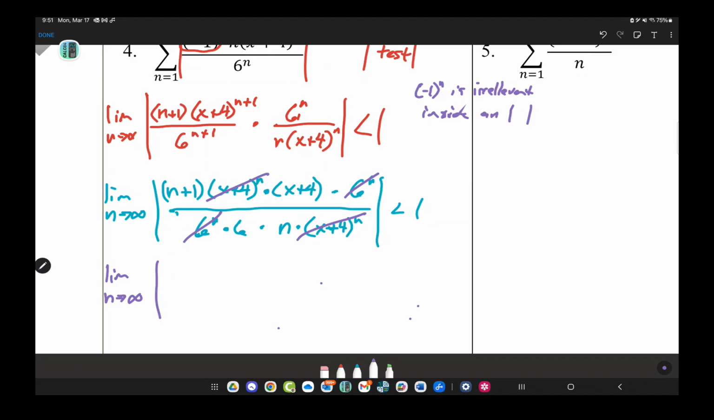Now I'm going to do something a little interesting here. I'm going to separate this as two fractions: n plus 1 over n times x plus 4 over 6. What do you think n plus 1 over n becomes? It cancels out to 1. The limit as n goes to infinity of that is 1.